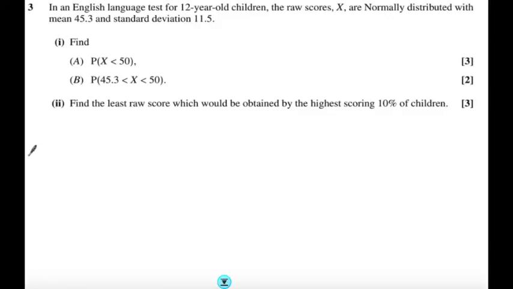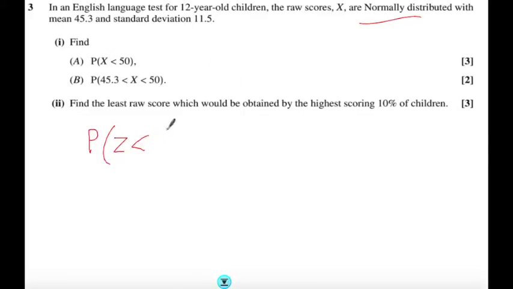Okay. Question 3. In an English language test for 12-year-old children, the raw scores X are normally distributed with mean 45.3 and standard deviation 11.5. Find the probability X is less than 50. Okay, so if X is less than 50, that means Z is going to be less than. Now the reason I'm not doing a continuity correction here, even though it's a score, is because it says the scores are normally distributed. It doesn't say they have to be whole numbers, so we don't have to worry about that here.